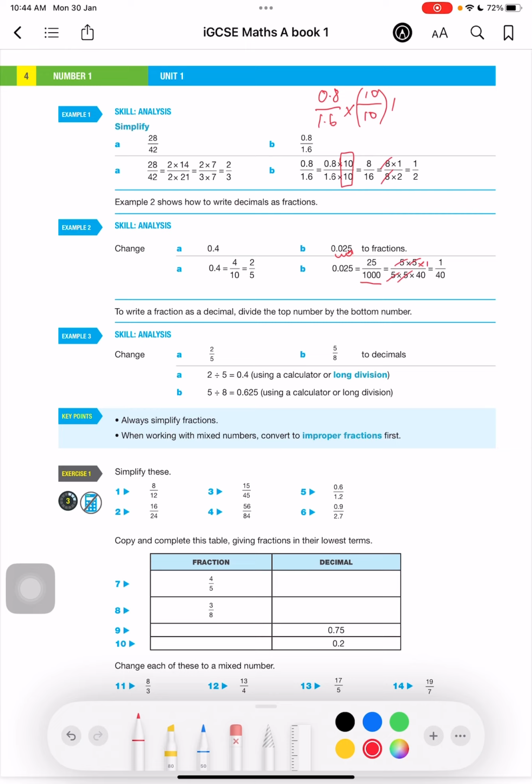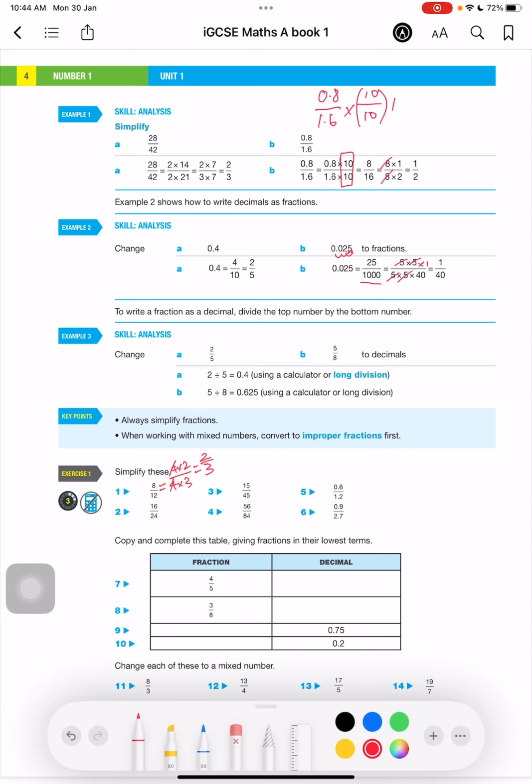Alright, so with this, let's move on to exercise 1. Exercise 1 is pretty simple. Let me just touch on a few examples so that it can give you a little bit of assistance. Over here, let's try with number 1. You can basically split it up into 4 times 2 over 4 times 3, and you cancel out 4 and it gives you 2 over 3.